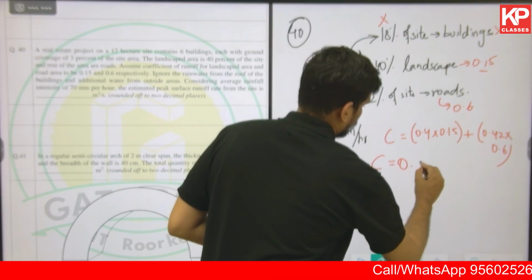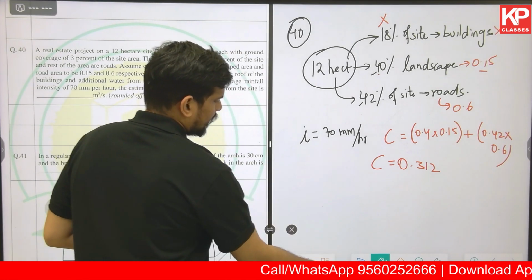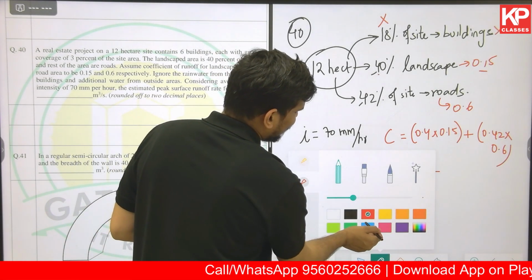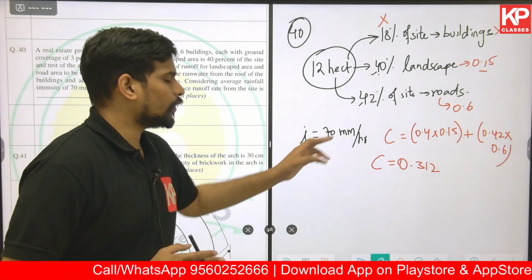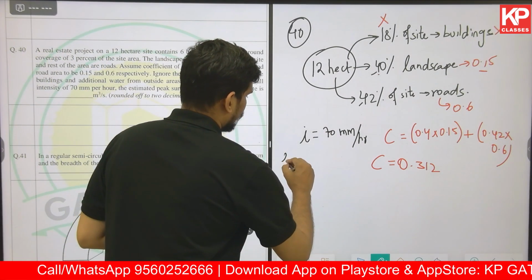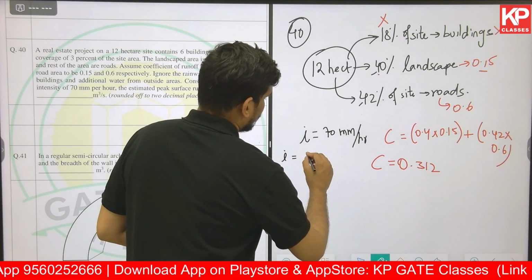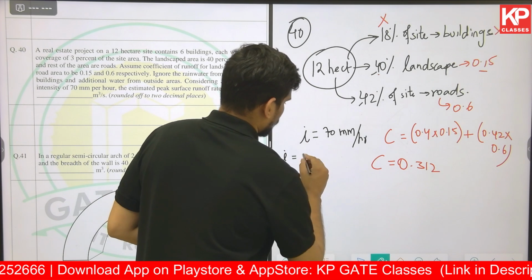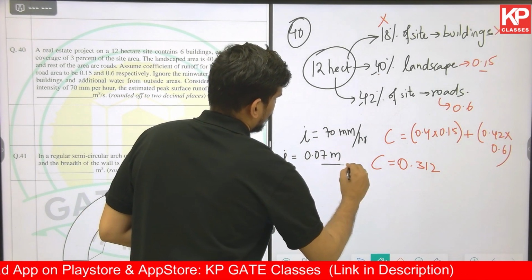The C value is 0.312. Because you want an answer in cubic meter per second, you'll need to convert the intensity into meter per second, or at least into meter per hour. If I convert it into meter per hour, this is going to be 0.07 meter per hour.